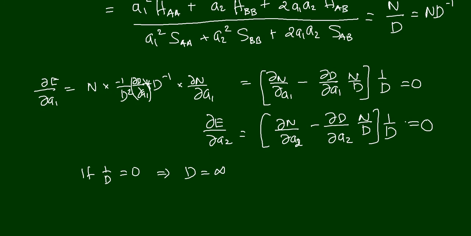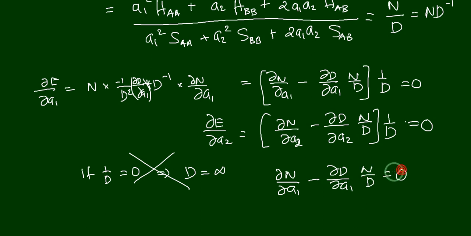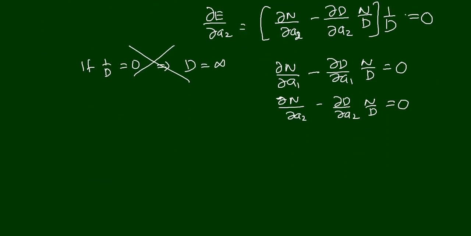It indicates that we have an infinite wave function. That is not acceptable. So since infinite wave functions are not acceptable, this is not a possible condition. So what is the possible condition? The quantity inside the bracket should be equal to 0. So we can write ∂n/∂a1 minus ∂d/∂a1 into n divided by d is equal to 0, and also ∂n/∂a2 minus ∂d/∂a2 into n divided by d is equal to 0. So we have two equations, the right hand sides of which are 0.